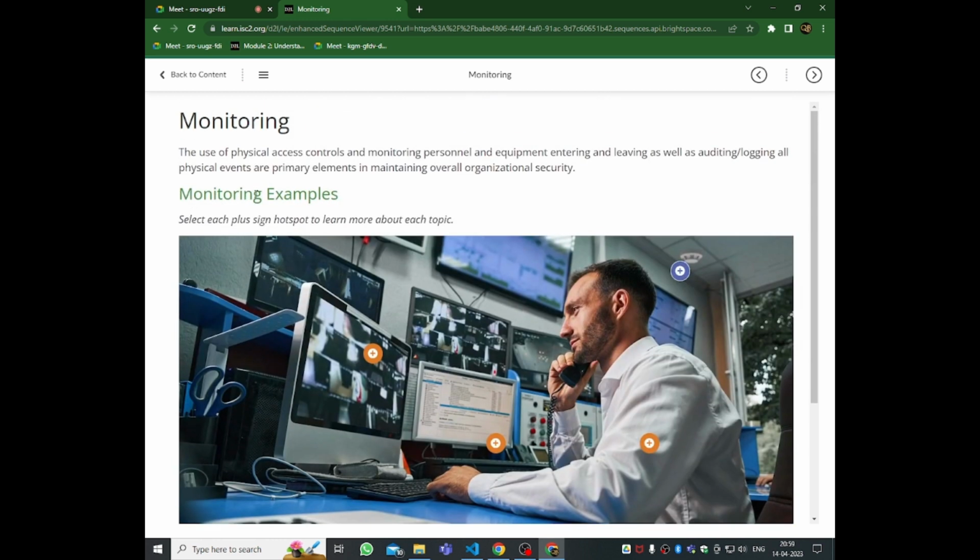So, monitoring examples. Select each plus sign hotspot to learn more about each point.